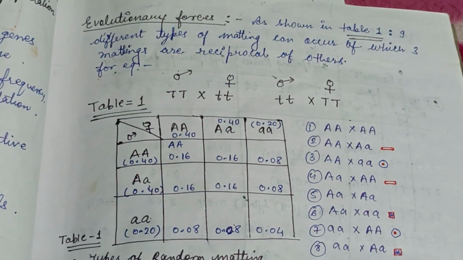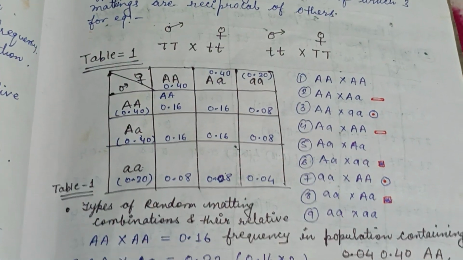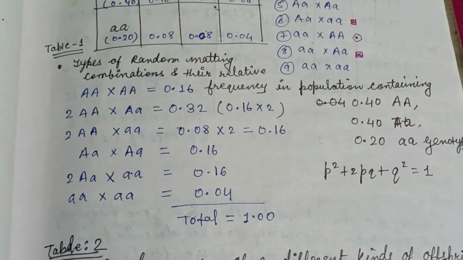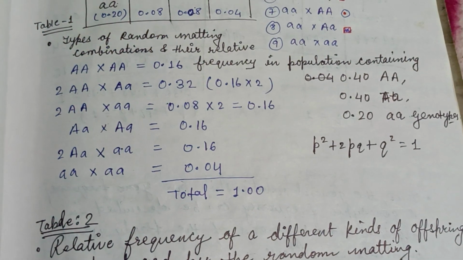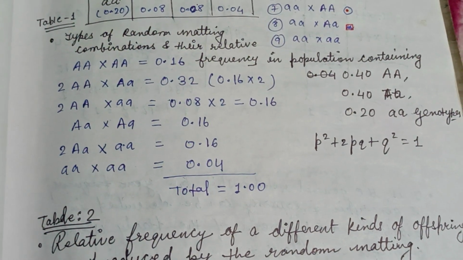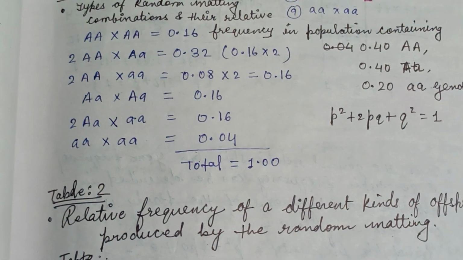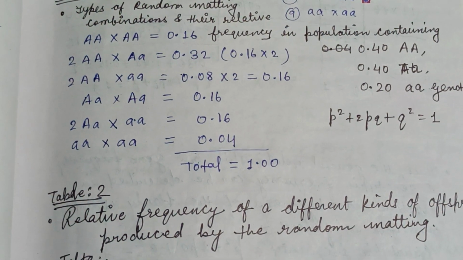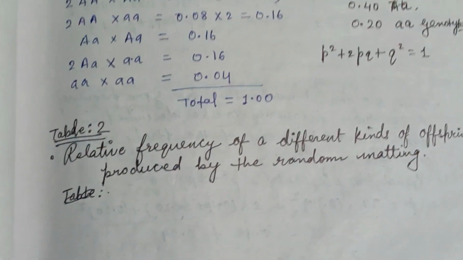So here is an example where a homozygous dominant crosses with a homozygous recessive, and their product may be as follows: types of random mating combinations and their relative frequency in a population containing 0.40 homozygous dominant, 0.40 heterozygous, and 0.20 homozygous recessive. From the equation p square plus 2pq plus q square equal to 1, we can get the answer p plus q equal to 1.